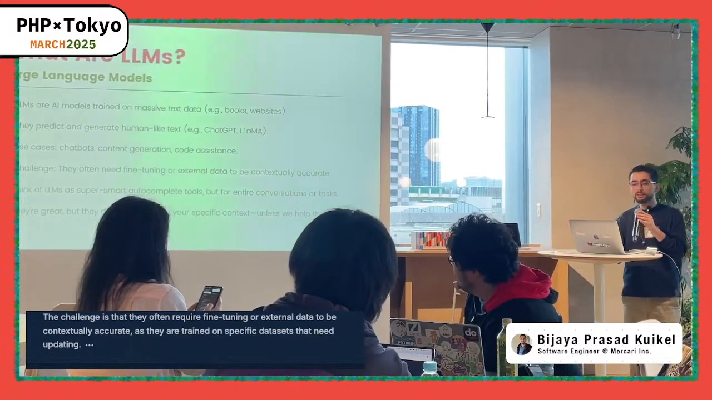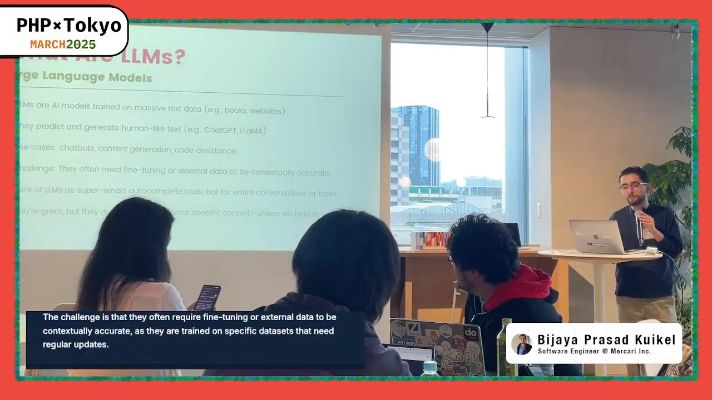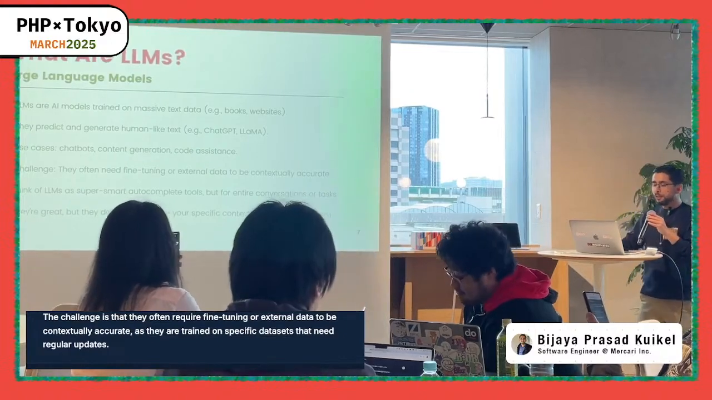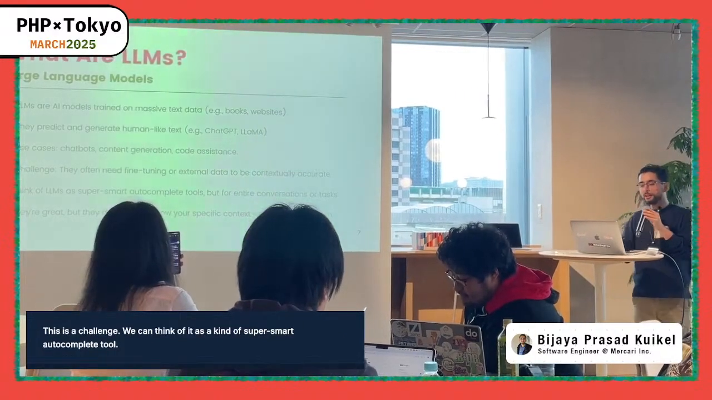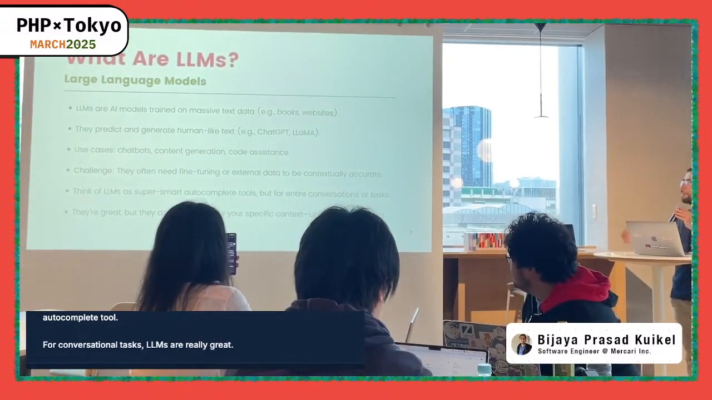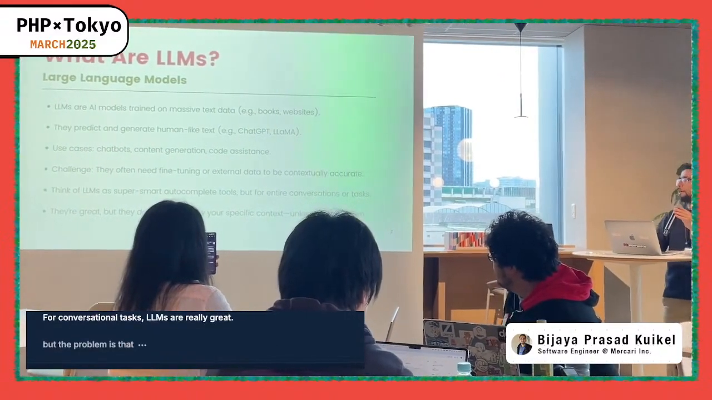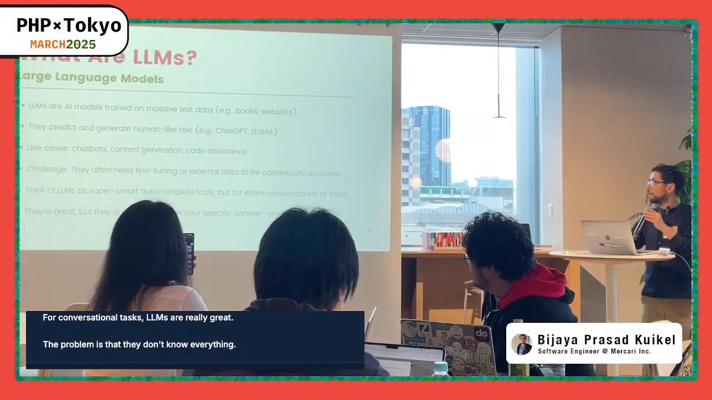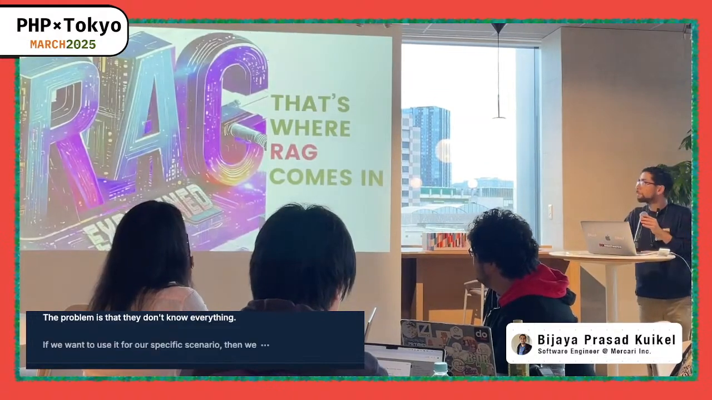We can simply think of LLMs as some sort of super smart autocomplete tools, but basically for conversations or tasks. LLMs are really great, but the problem is that they don't know everything. In case I or we want to use it for our particular scenario, then we need to help them. That's where RAG comes in.